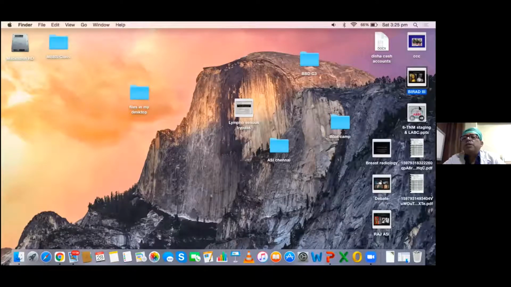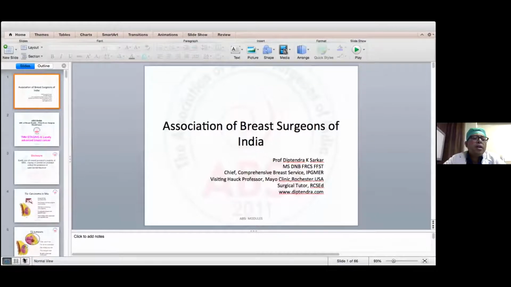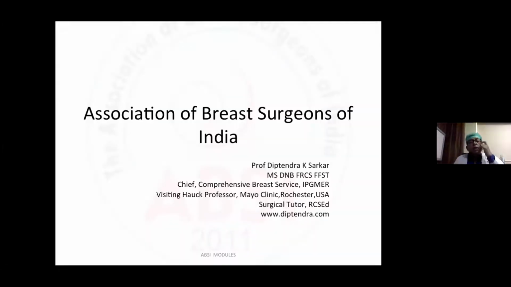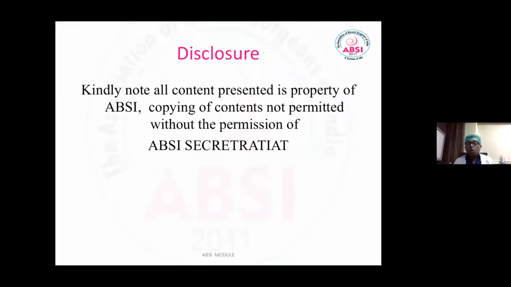The next presentation is actually not my own presentation. This is a presentation created by the Association of Surgeons of India, a skeleton format which we follow wherever we take the module, and PIDAT 3 was out of the module. So this is a template that we use, and if anybody wants to use the template, he has to declare right at the beginning that all the content presented is the property of ASI, and copying of content is not permitted without the secretary's permission. So I put this as a disclaimer and disclosure right at the beginning.